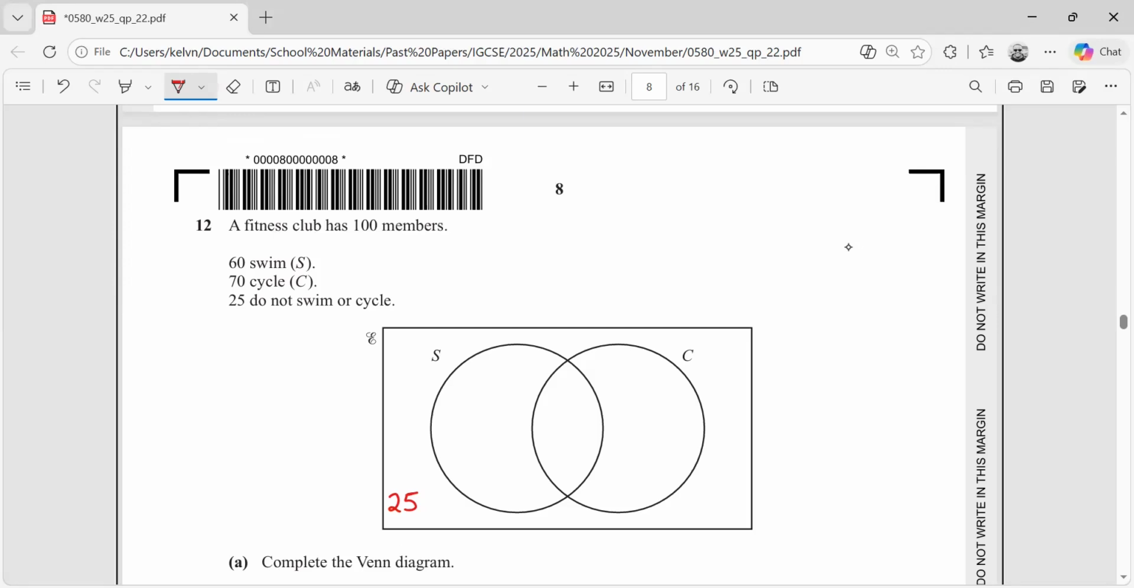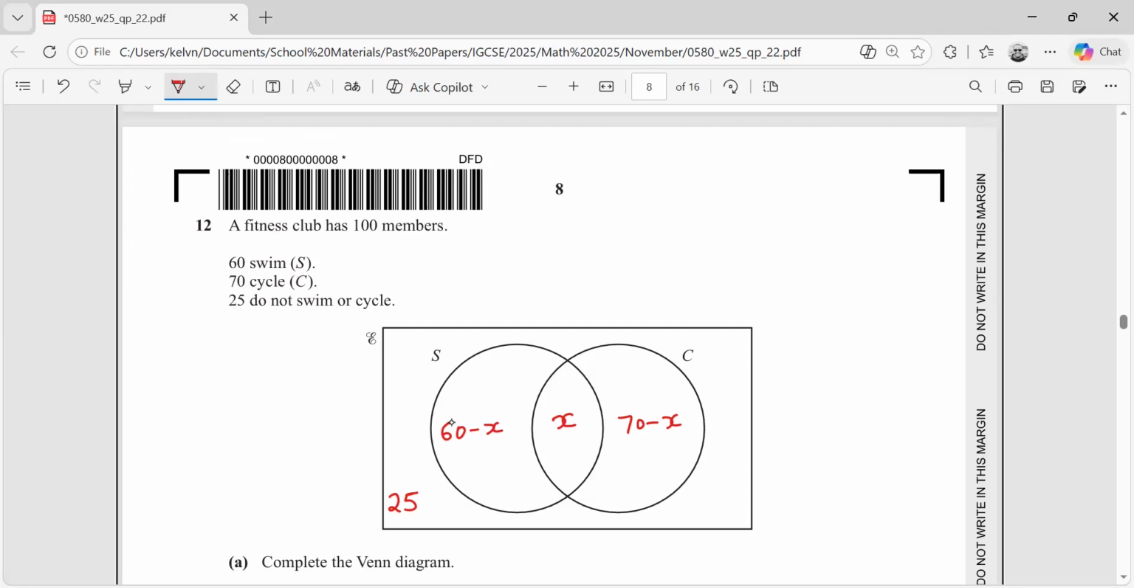Because we don't know them, we're just going to put them here and use X to represent them. You can use any letter, but X works well. So X is the number of members who do both activities. They swim and also cycle. This means those who do swimming only can be represented as 60 minus X, and those who do cycling only as 70 minus X. Now it gets easy to find out what X is. Once we find X, it's easy to find those who swim only and those who cycle only.